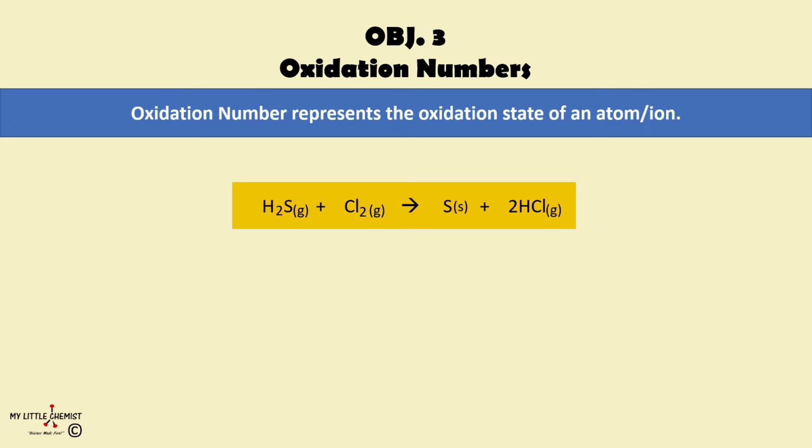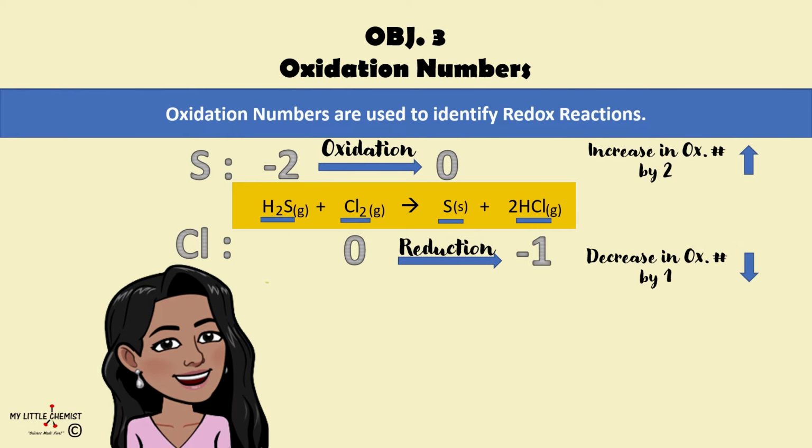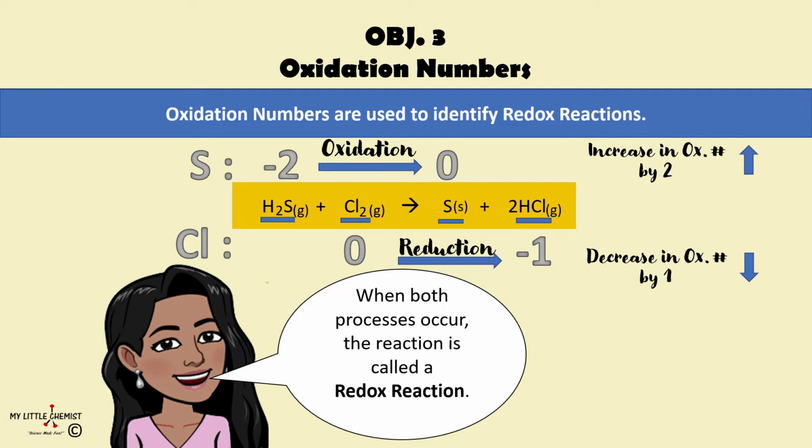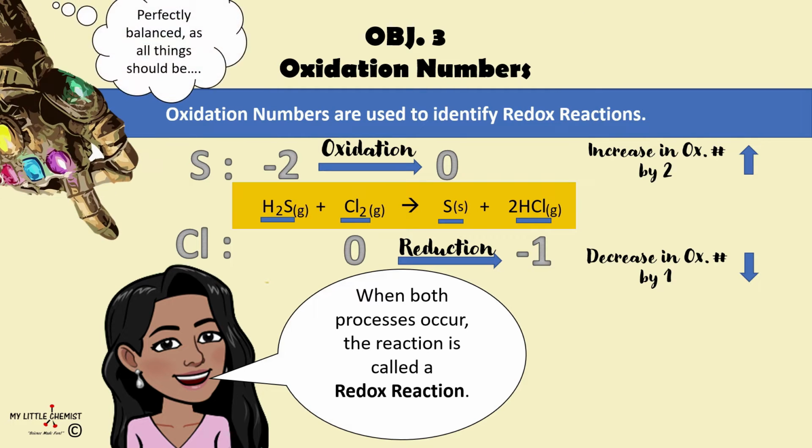We just saw that oxidation number represents the oxidation state of an atom or ion. They are used to identify redox reactions. As we've seen, the oxidation number is affected by electron loss or electron gain. Remember that when both processes occur, the reaction is called a redox reaction. This is usually the case for most reactions. As Thanos would say, perfectly balanced, as all things should be.